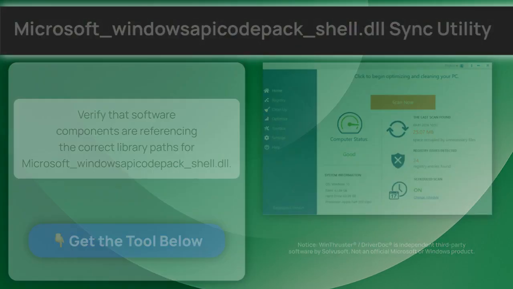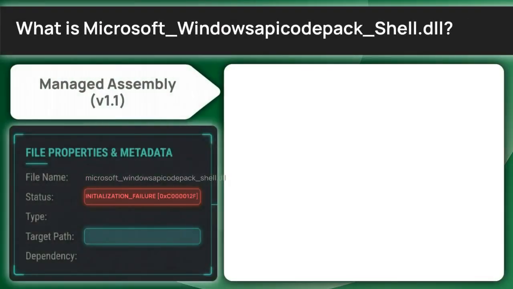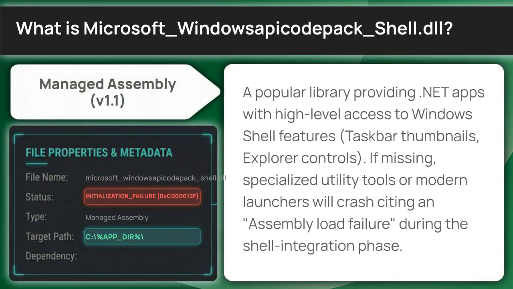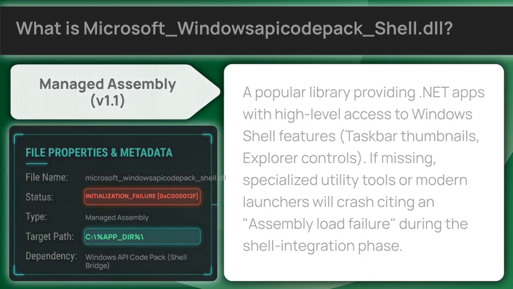maintenance. This is the Microsoft Windows API Code Pack Shell, a popular library providing .NET apps with high-level access to Windows shell features, taskbar thumbnails, Explorer controls. If missing, specialized utility tools or modern launchers will crash, citing an assembly load failure during the shell integration phase. Now that you have the context, let's move into the repair process with a fresh installation.